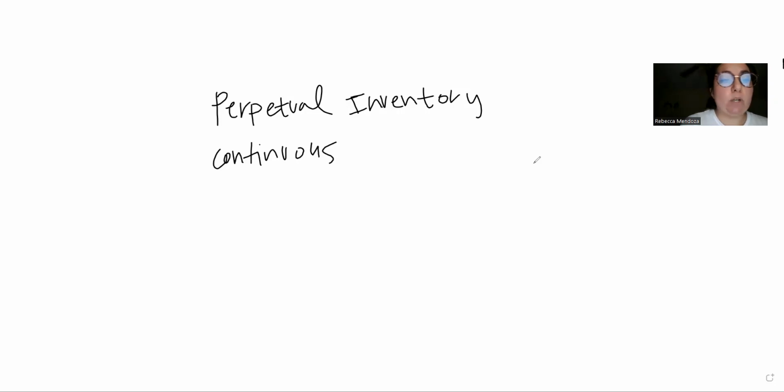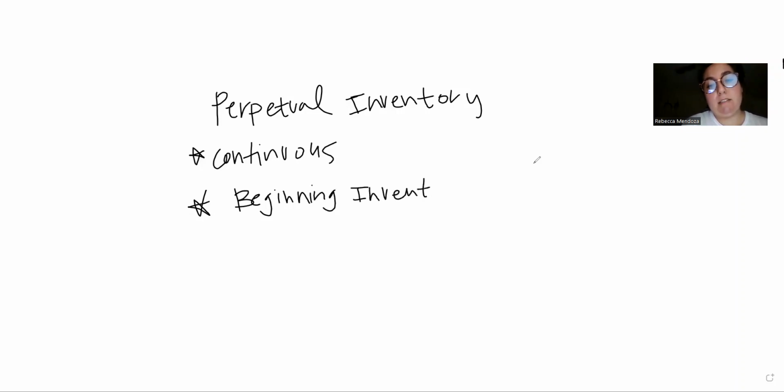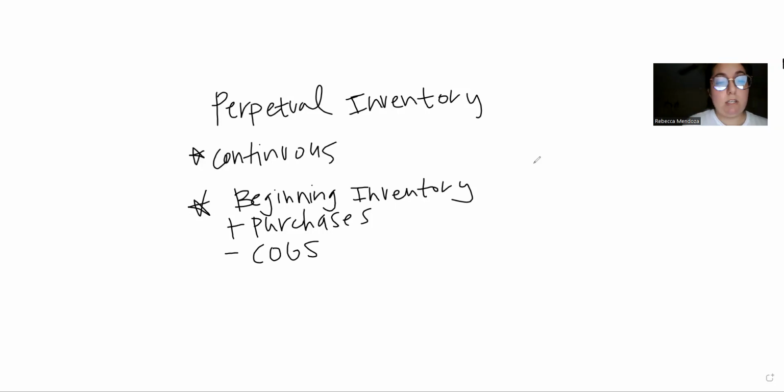So here we're going to put our equation. We have beginning inventory plus our purchases minus our cost of goods sold. I'm going to put COGS, that's cost of goods sold, equals your ending inventory.